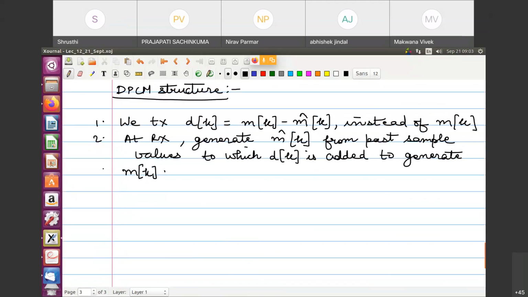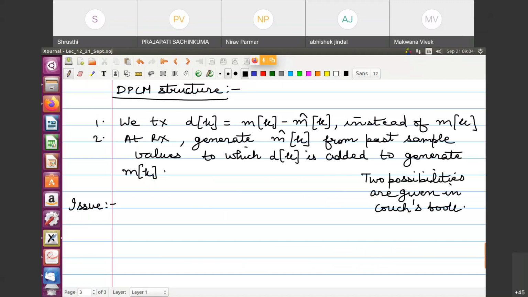Now there is one issue with this. So let us write down the issue. Basically, there are two possibilities to do this. Below I am just writing one of the possibilities, which is mostly used, but for those who are interested, the two possibilities are given in Couch's book. Okay, so you can just see that book. It will give you two DPCM structures.